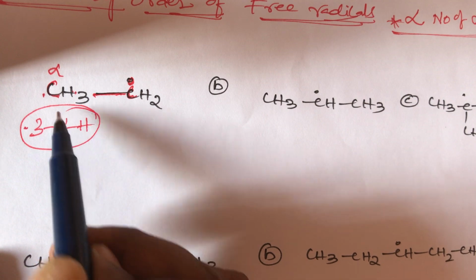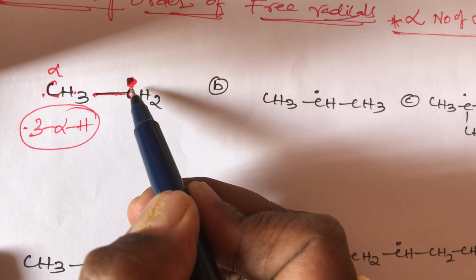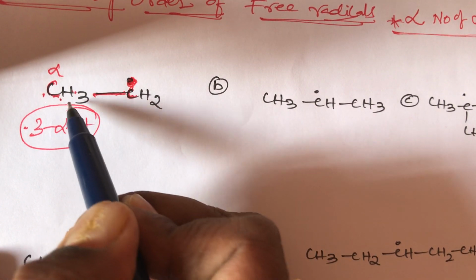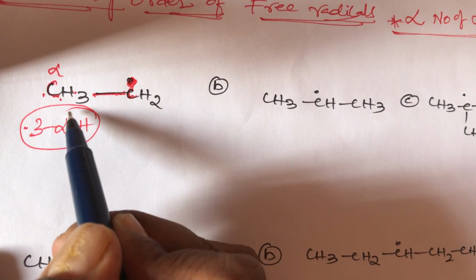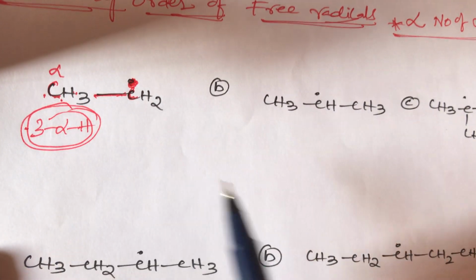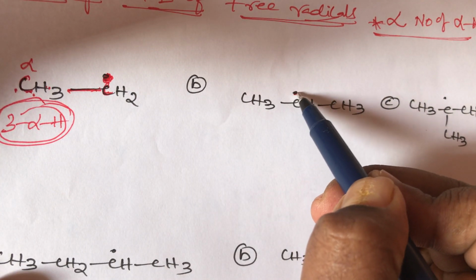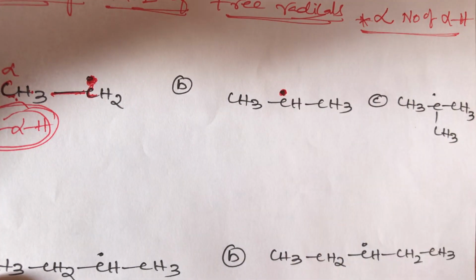The first compound is the ethyl free radical. The carbon next to the free radical carbon is called the alpha carbon. So this alpha carbon contains 3 alpha hydrogens, so the ethyl free radical contains 3 alpha hydrogens. This is a primary free radical. And what about the secondary free radical? This second compound is the secondary free radical.